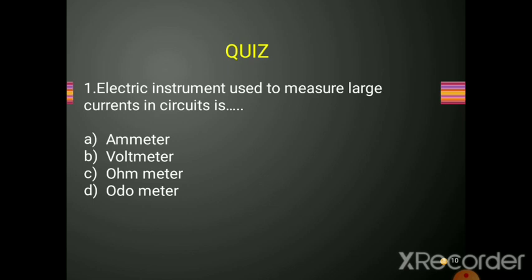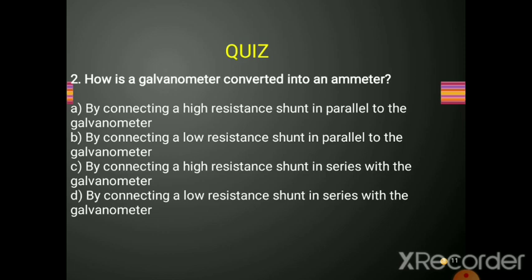Now let us see how much we have understood from this topic. Electric instrument which is used to measure large currents in circuits is: ammeter, voltmeter, ohm meter, or odometer. It is ammeter.